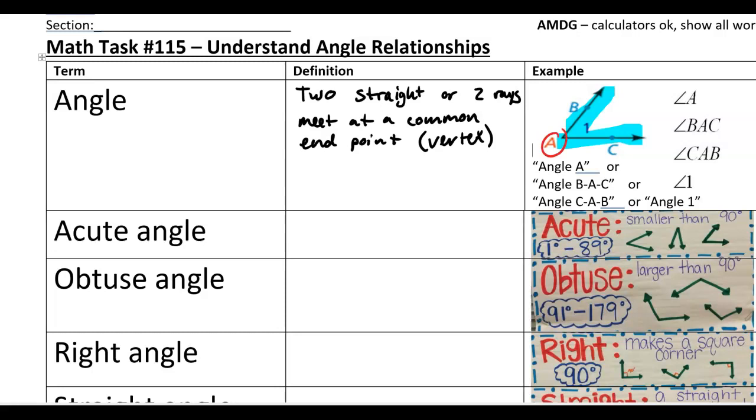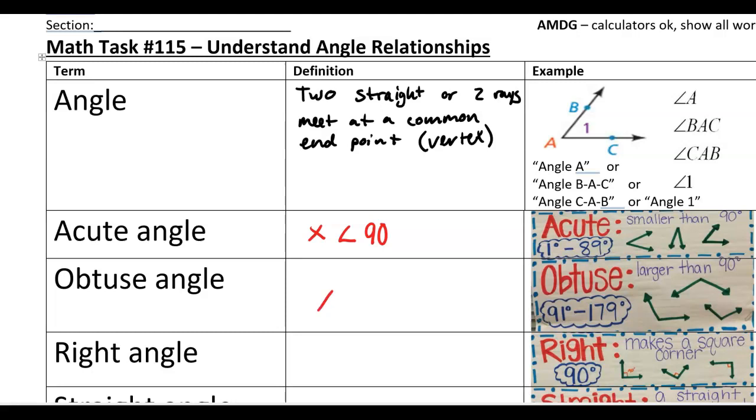We call this angle A. We can call this angle BCA. We can call this angle CAB, going backwards. Or we can just call it angle 1, right? So we can name angles a whole bunch of different ways. An acute angle is anything less than 90 degrees. So if I had something that was like 89.9999999 degrees, that would be an acute angle.